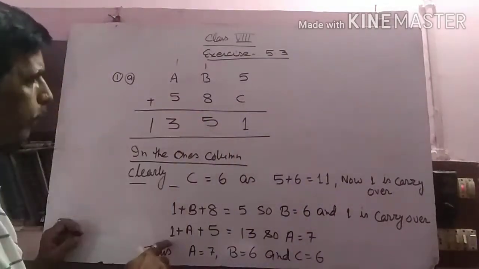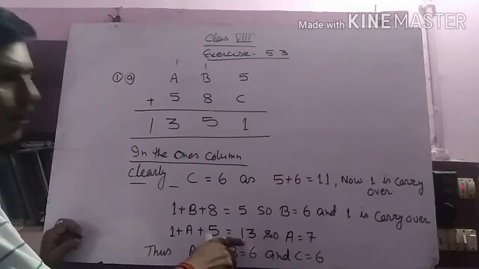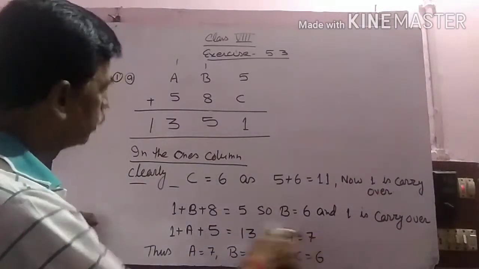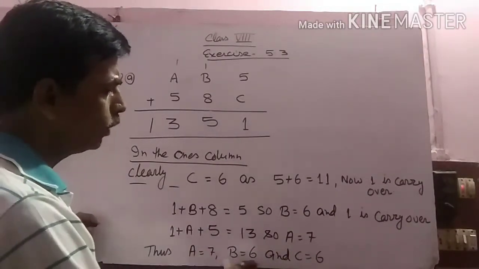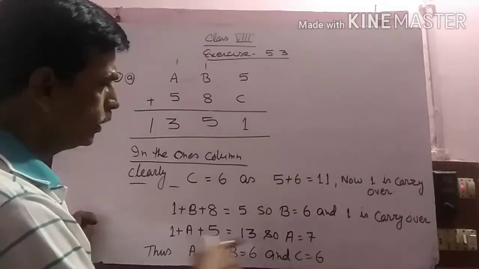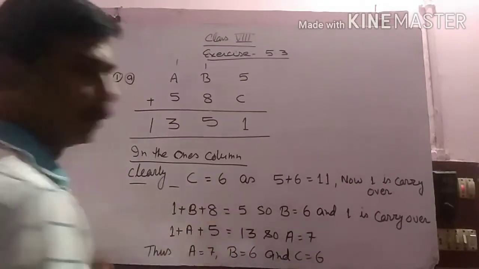So it becomes 1 plus a plus 5 is equal to 13. So a is equal to 7. Finally, what we get is that a is equal to 7, b is equal to 6 and c is equal to 6.